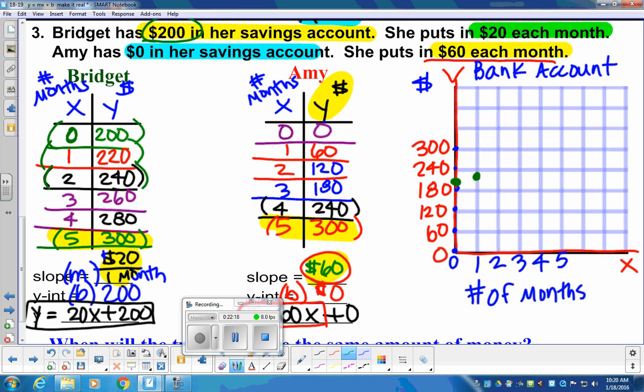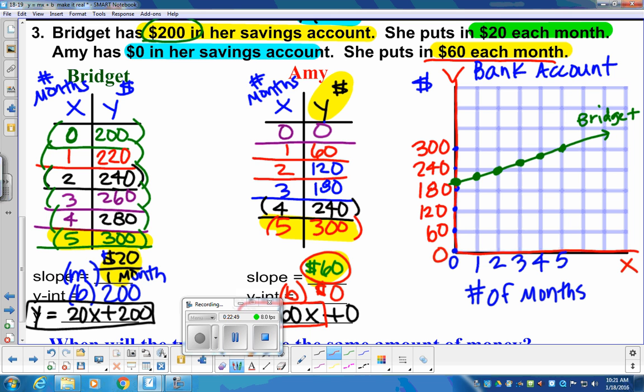Amy will be much easier because we used her slope. Right 2 up to 40, that one sits in a nice place. Continue to graph her. Right 3 up to 60. Right 4 up to 80. And right 5 up to 300. So this would be the graph then of Bridget. You can see that she starts at $200. She's growing by $20 a month as her slope. That's the graph of Bridget.